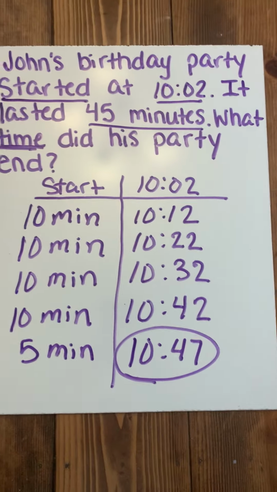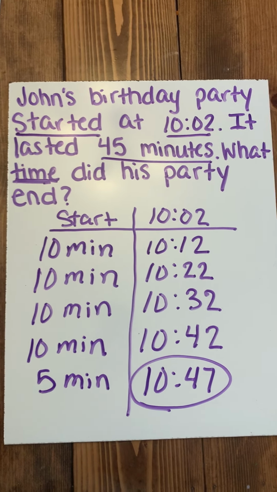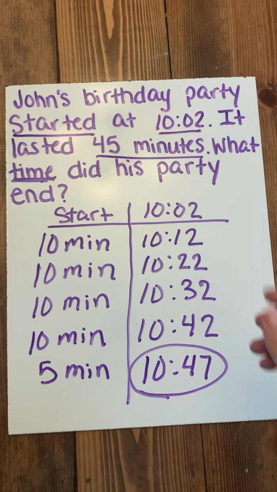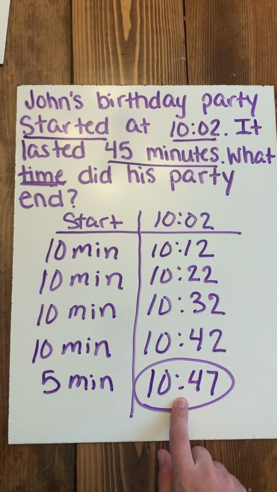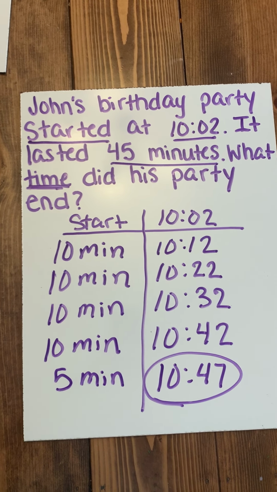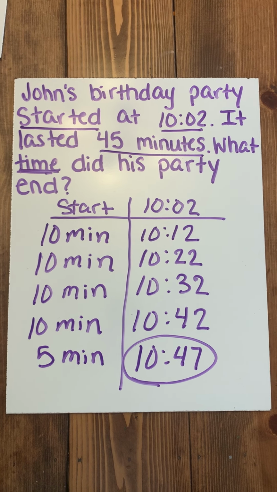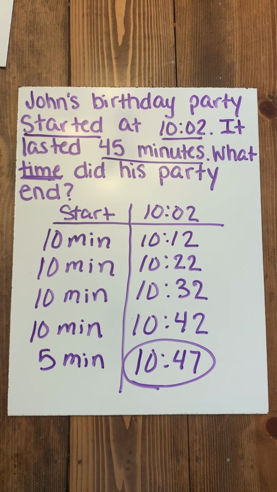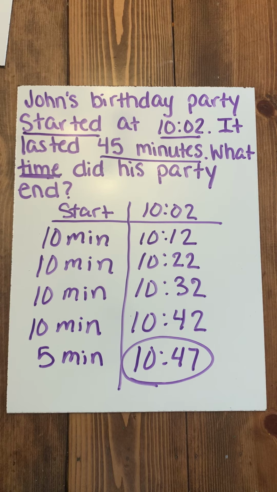And then on these, if it gives you a start time and it tells you how long the activity lasts, you're going to take your start time and you're going to add however long the activity lasts to your start time, and that's going to give you your end time. Okay, so hopefully this gives you some clarification and will allow you to be able to practice and become more confident and kick elapsed time in the booty.